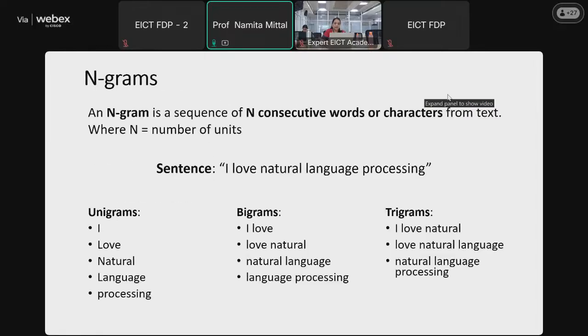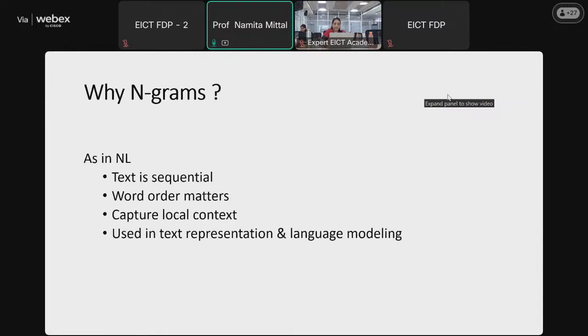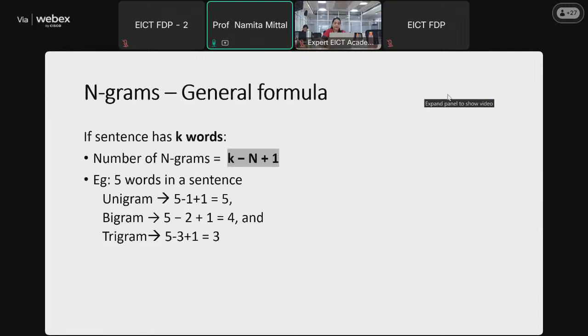Again, go back: I love natural language processing. What is k? k is 5. How many unigrams will be here? 5. How many bigrams will there be? 5 minus 2, where 2 is coming from bigram, and now we have to add 1. That is 4. Similarly for trigram, k is 5, 3 is coming from trigram, and plus 1. That is 3. This is how we can calculate the number of grams.